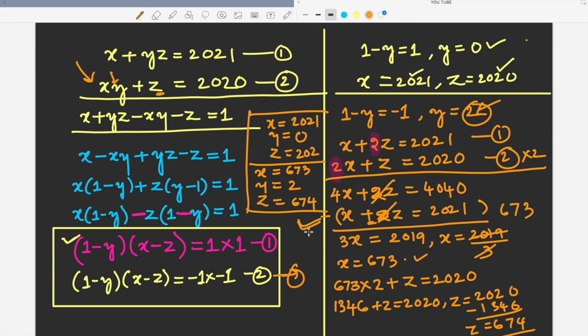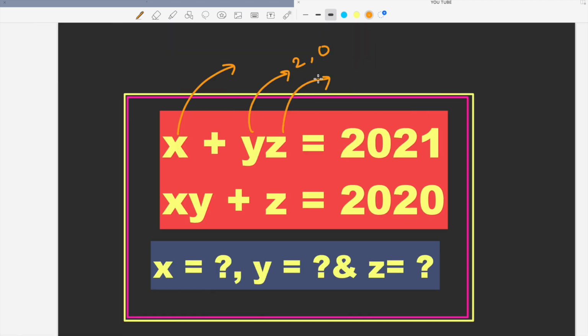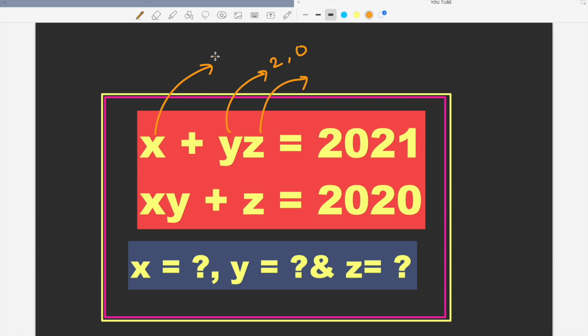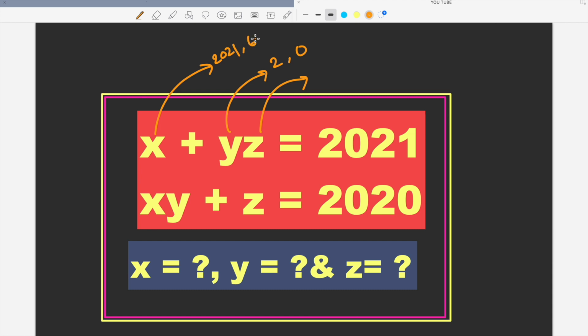So these are the solutions for this expression, right? From this you can write that x has two solutions, y has two solutions, z has two solutions. So y is 2 and 0, and x is 2021 as well as 673, and z is 2020 and 674. So these are the solutions for this expression. This question was asked in a French Olympiad examination.